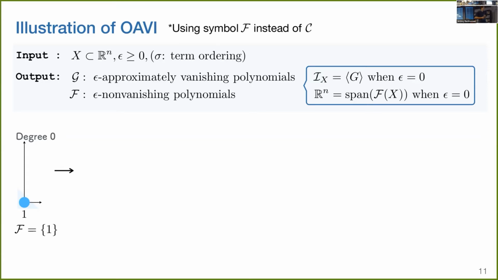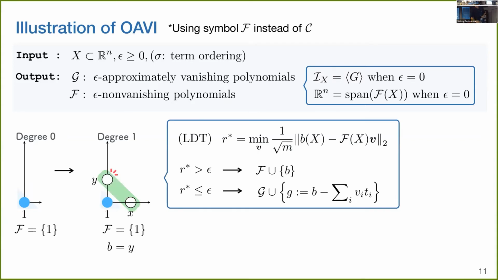So we start with the degree 0 case. We construct polynomials from degree 0, degree 1, degree 2, and so on. And this graph shows, let's think of it as the exponents of the monomial. So we consider a bivariate polynomial here, and at the origin we have (0, 0), which means the monomial 1. Okay, and then F is initialized as a set that has just 1, and then next at degree 1 we have this.